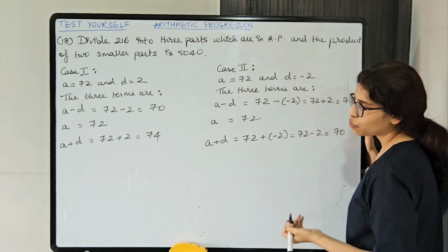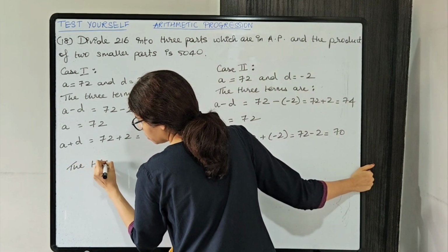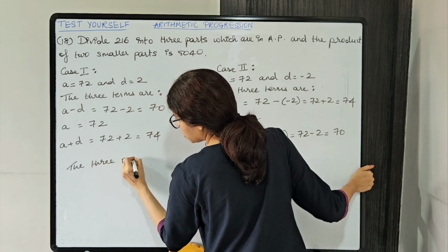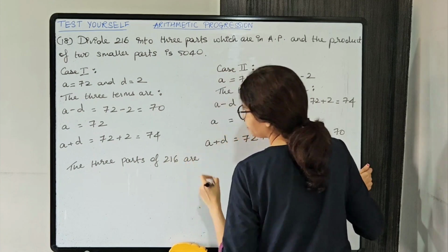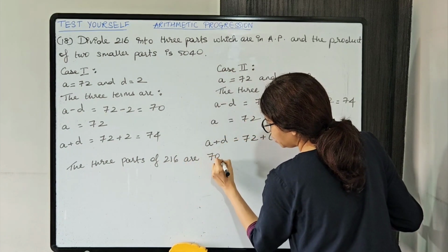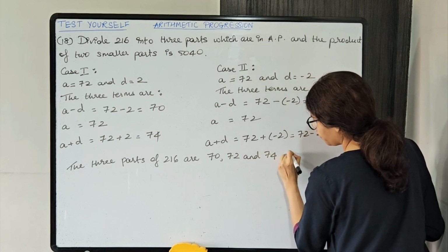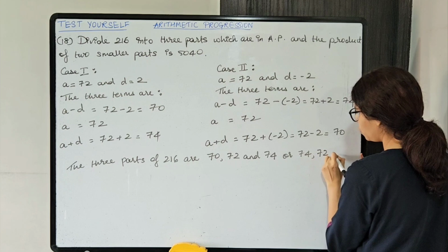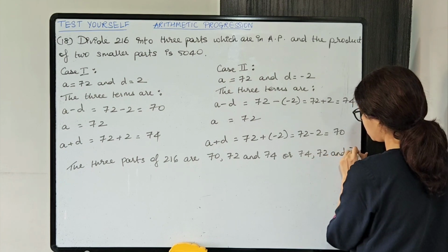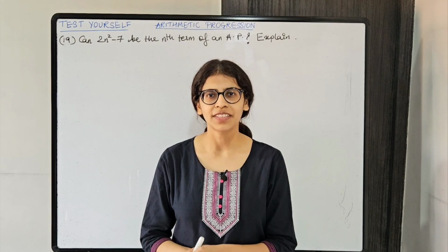Okay, so you'll write down the three parts of 216 are 70, 72 and 74, or 74, 72 and 70. Okay. Let's solve the next question.